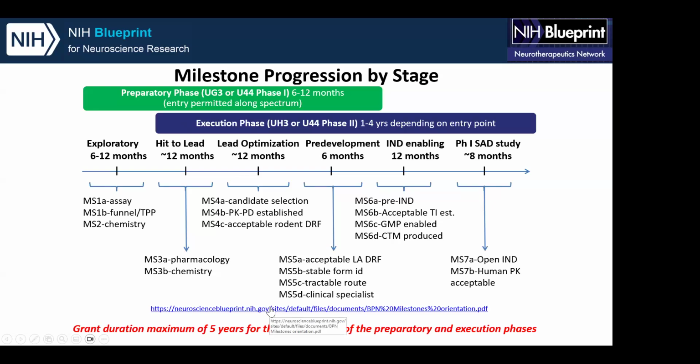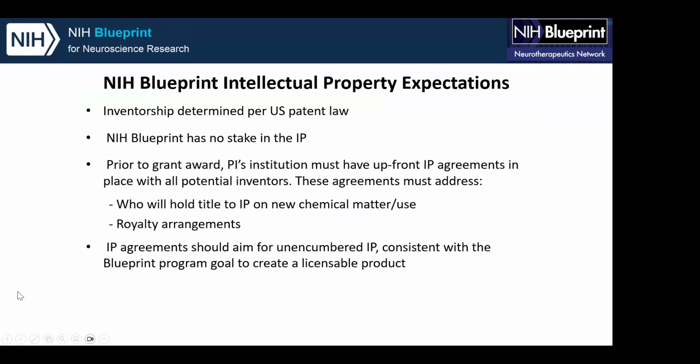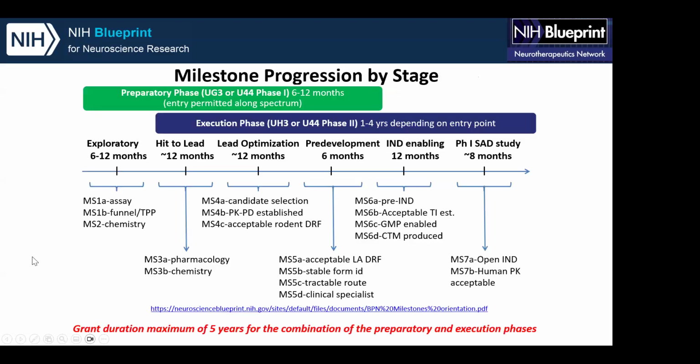Here's the link for the orientation I mentioned to you. It is certainly something that you should read through if you have not already. It talks about all of these things in more detail, with more granularity of what is expected for a milestone for each one of these stages. These are the generic milestones for the program. Your program may have some more specifics related to your disease biology. But on this orientation slide, for each stage, it goes through those milestones.